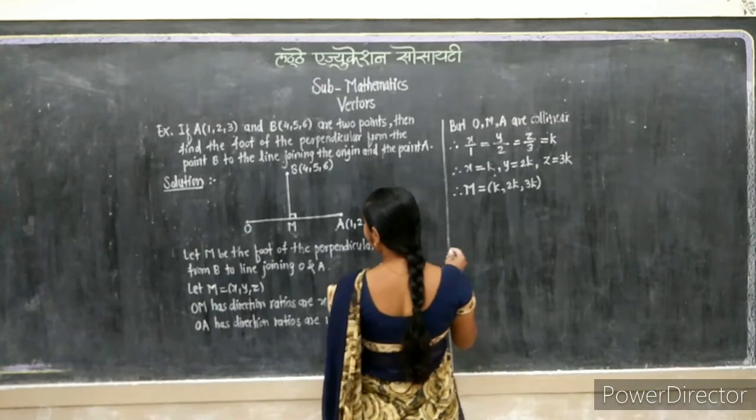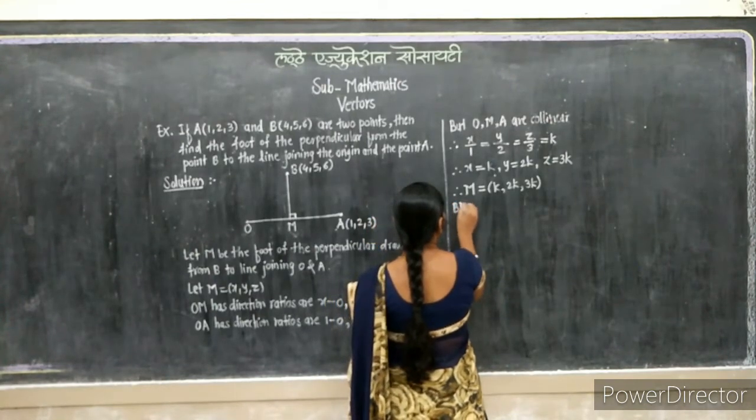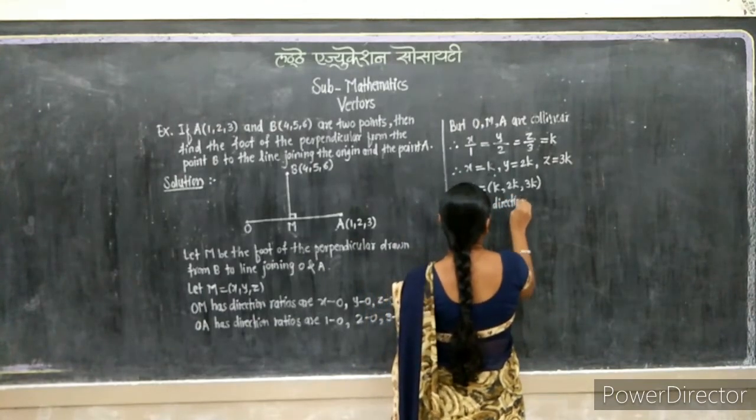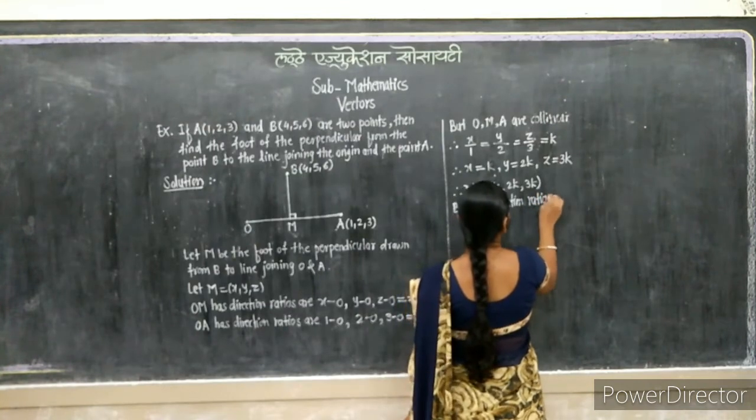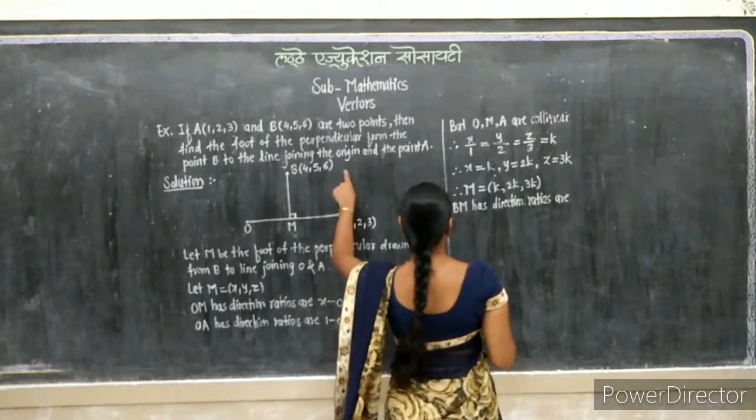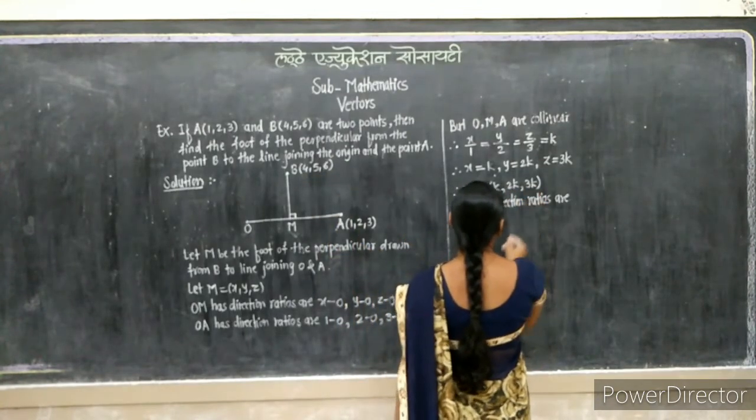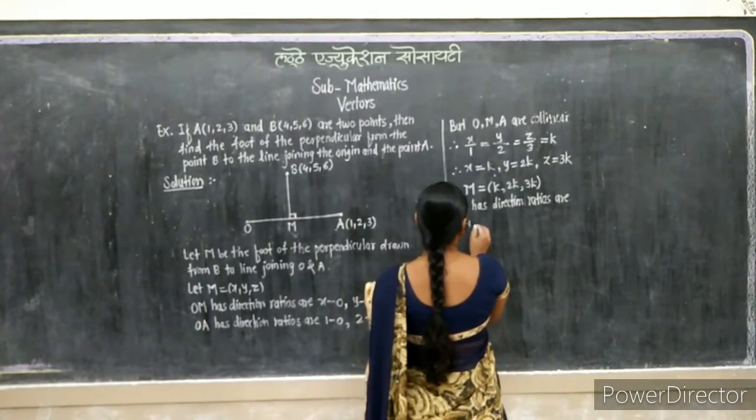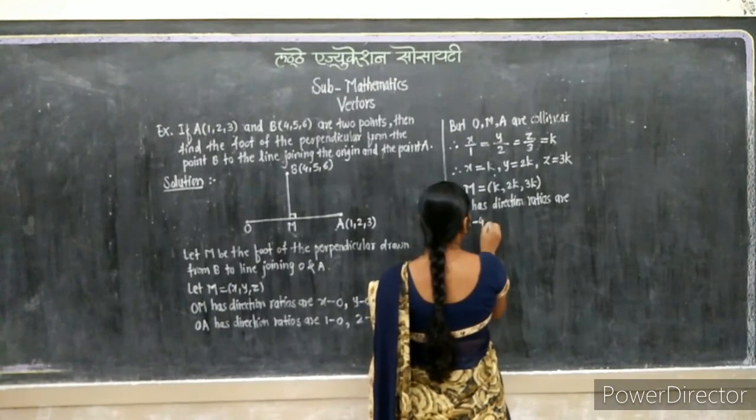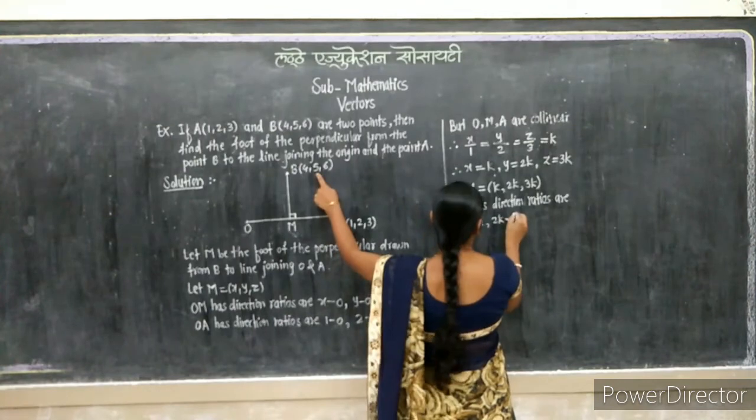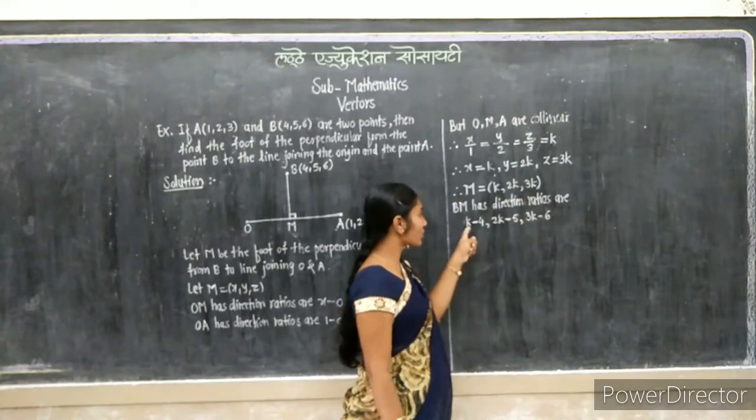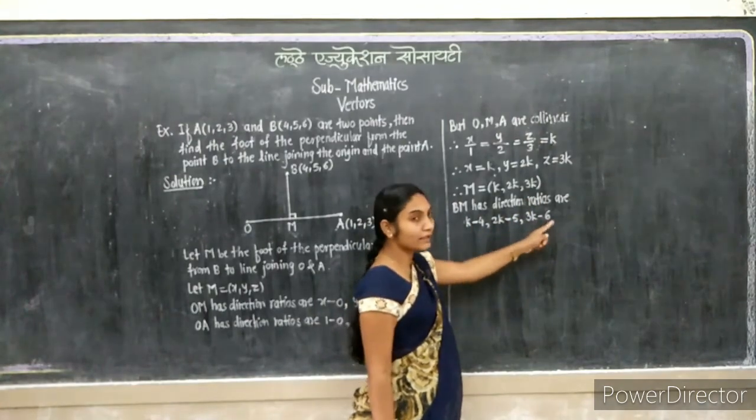Then BM has direction ratios. B is 4, 5, 6, M is k, 2k and 3k. It is k minus 4, 2k minus 5, 3k minus 6. BM has direction ratios k minus 4, 2k minus 5, 3k minus 6.